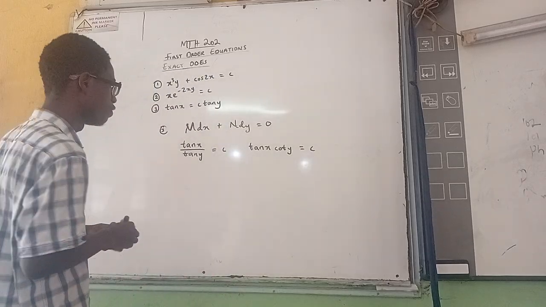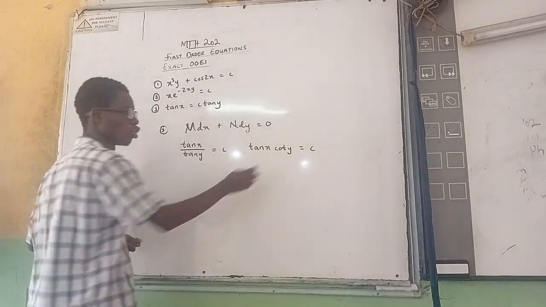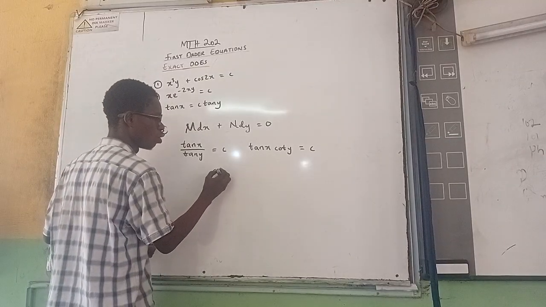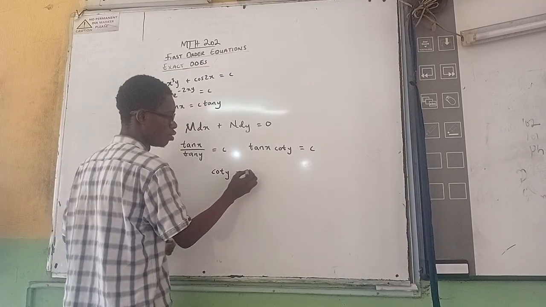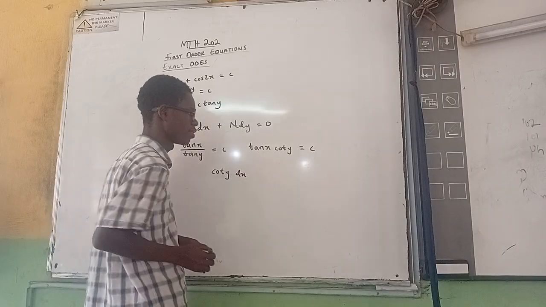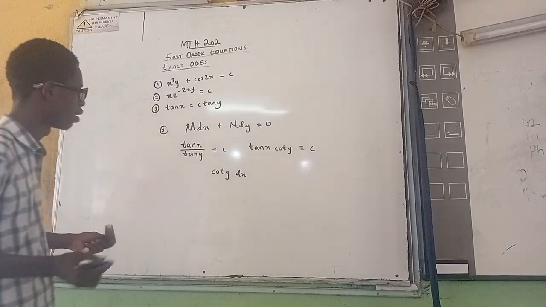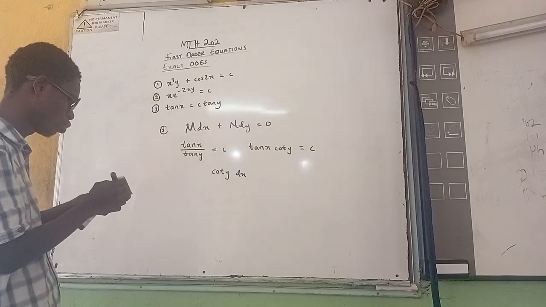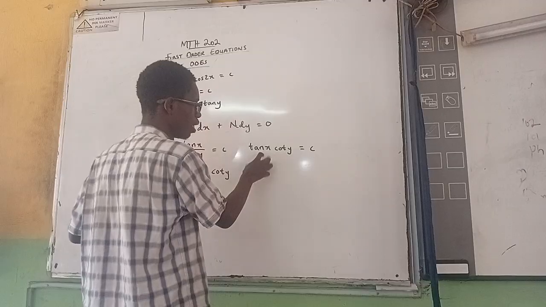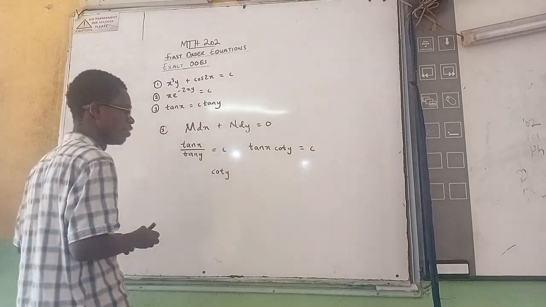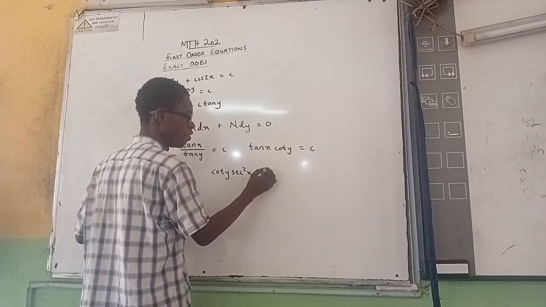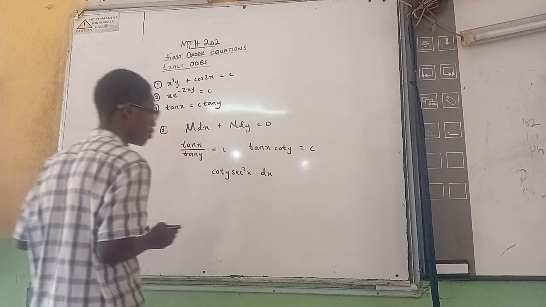We are going to first differentiate this with respect to x, which means cot y is a constant. So I have cot y dx. I differentiated this with respect to x; cot y is the constant, which means I will be differentiating tan x. If I differentiate tan x, I get sec squared x. I've differentiated this with respect to x.